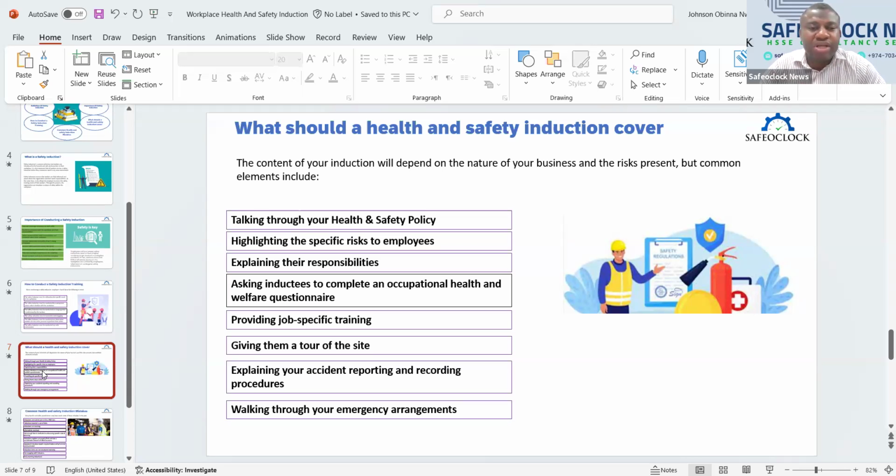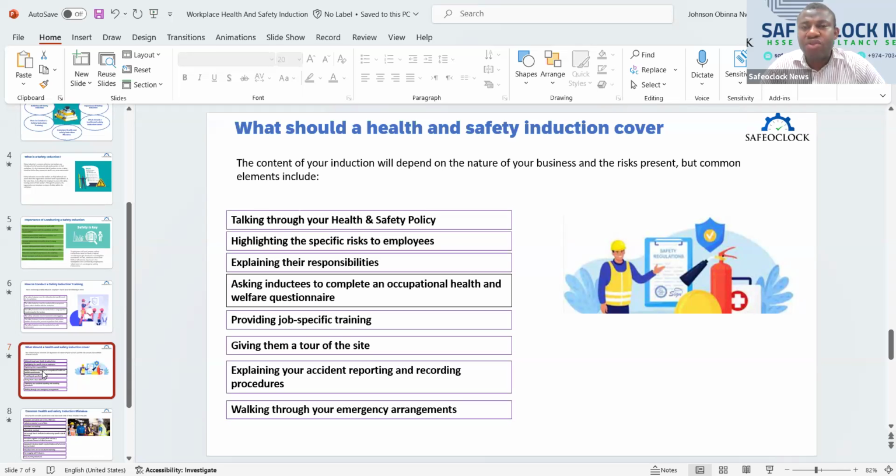Another point that should be covered is the risks and the hazards associated with that workplace. So the person carrying out the induction should take time to explain to the new workers or the new employees the risks and the hazards associated with the work environment. Their roles and responsibilities also, especially health and safety roles and responsibilities, should be communicated to them during the induction.